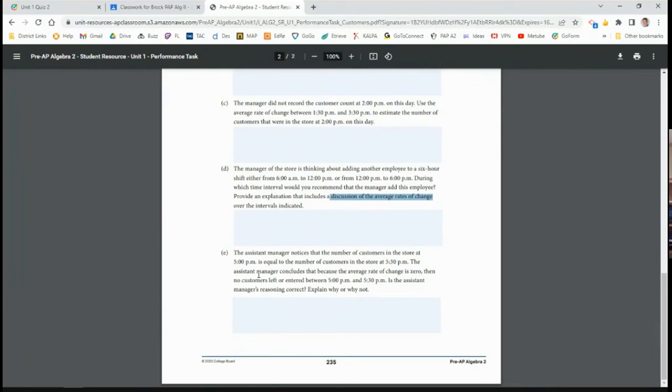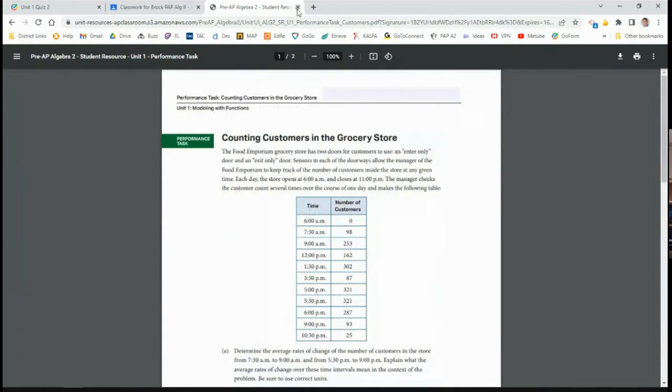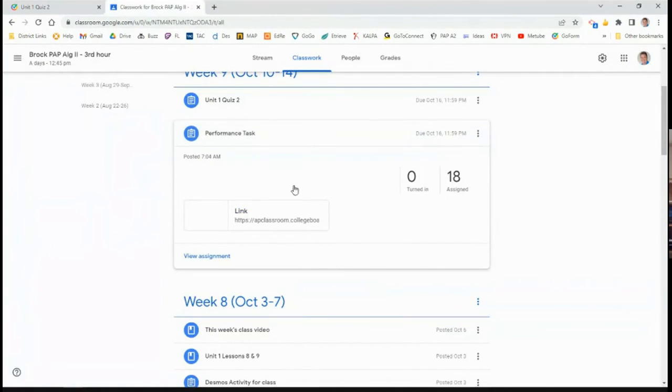And then the last one says the assistant manager notices that the number of customers in the store at 5 o'clock in the evening is equal to the number of customers at 5:30. The assistant manager concludes that because the average rate of change is 0, then no customers left or entered between 5 and 5:30. Is that correct thinking? Explain why or why not. Hey, there's that many people at 5 that made it to 5:30. I mean, nobody came, nobody left. So that is the assignment for College Board for the performance test.